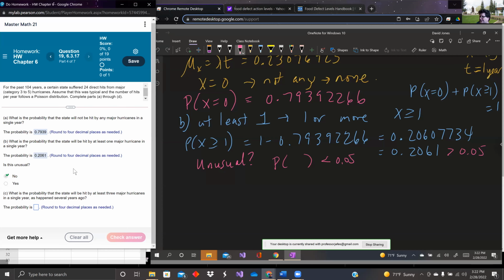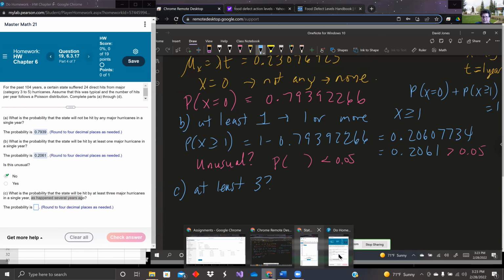Probability the state will be hit by at least 3. The state's getting messed up if it gets hit by 3. Am I right? That's a lot. As happened several years ago. So whatever state they're talking about, this happened to. I'm guessing Florida. Florida is the most hurricane-prone state because it's right off the Atlantic Ocean and the Gulf. Let's go calculate this.